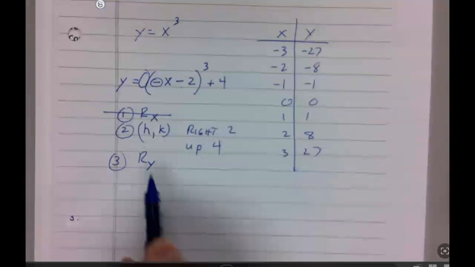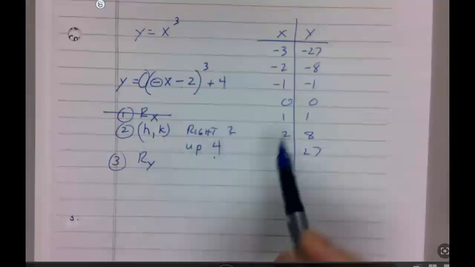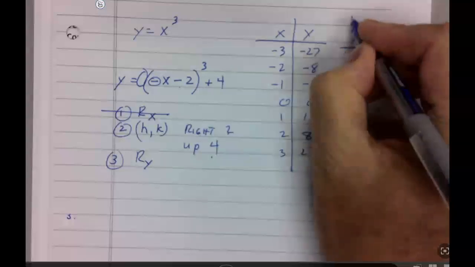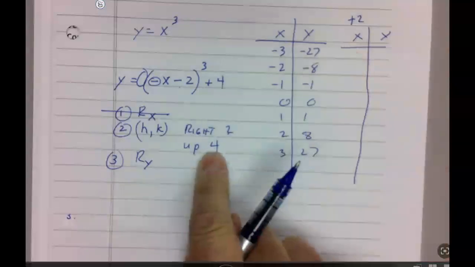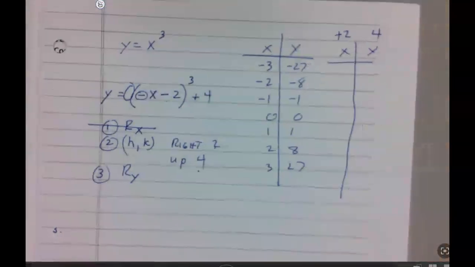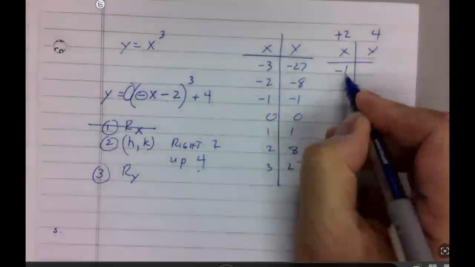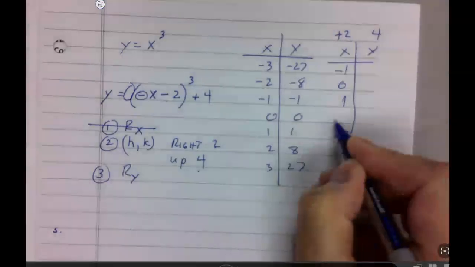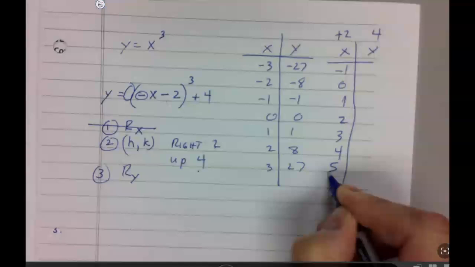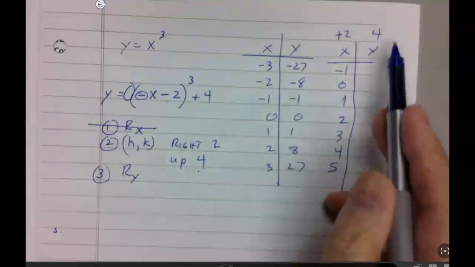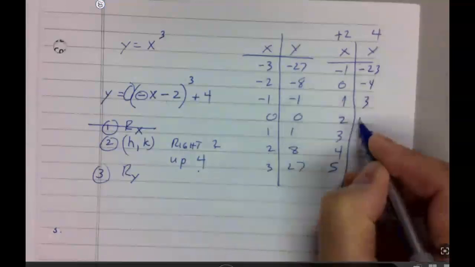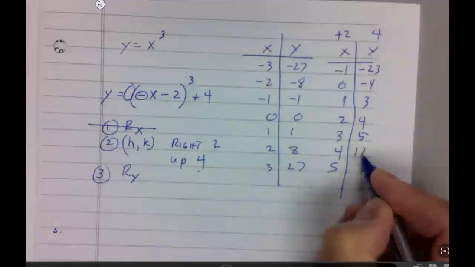So here we go. First, right 2, up 4. So I'm going to have to add 2 to all the what? X's, and add 4 to all the Y's, yes or no? Correct? See what I'm doing? Okay, -3 plus 2 is -1, -2 is 0, -1 is 1, 0 is 2, 1 is 3, 2 is 4, 3 is 5, correct? Then I'm going to add what to all the Y's? So it's -23, -4, 3, 4, 5, 12, 31.